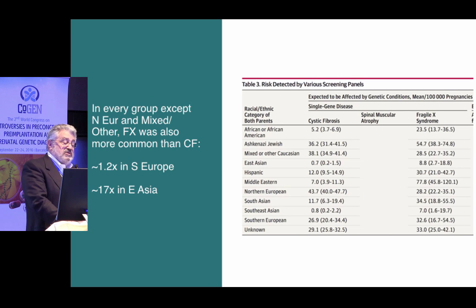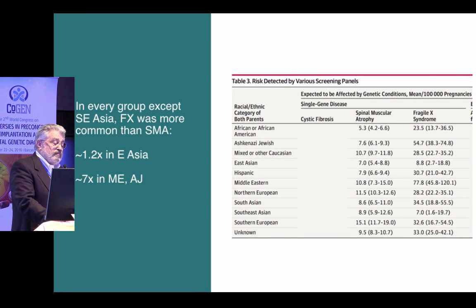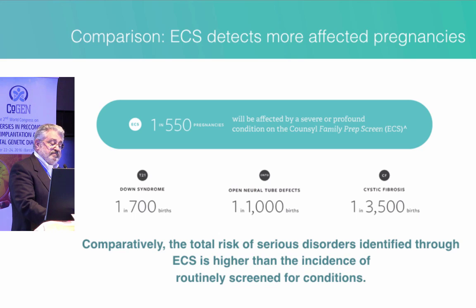If you look at cystic fibrosis and Fragile X, in every group except Northern European and mixed other, Fragile X was more common than cystic fibrosis, 1.2 times in Southern Europeans and 17 times in East Asians. Looking at spinal muscular atrophy compared to Fragile X syndrome, in every group except Southeast Asian, Fragile X was more common than spinal muscular atrophy, 1.2 times in East Asians and 7 times in Middle Eastern and Ashkenazi Jewish. This calculation we didn't do in the paper, but the data's there.